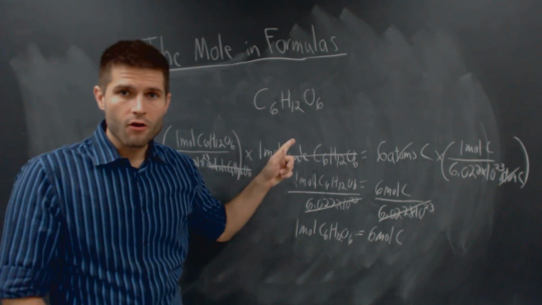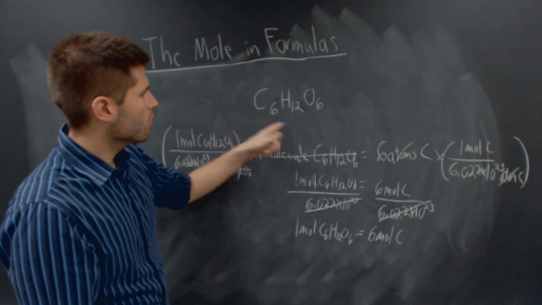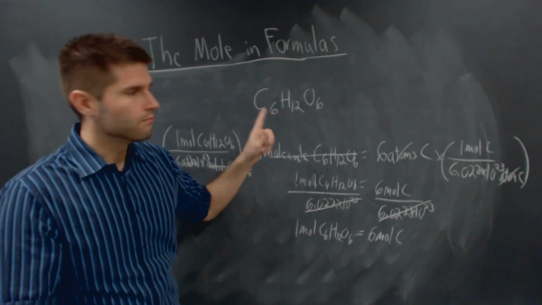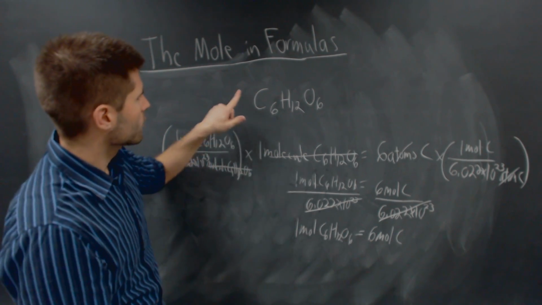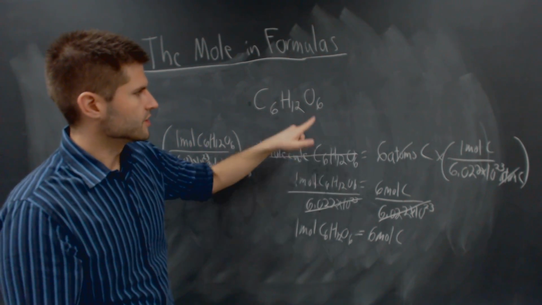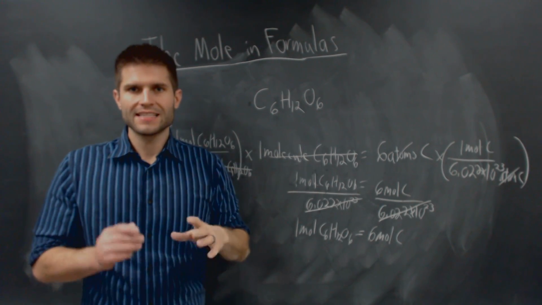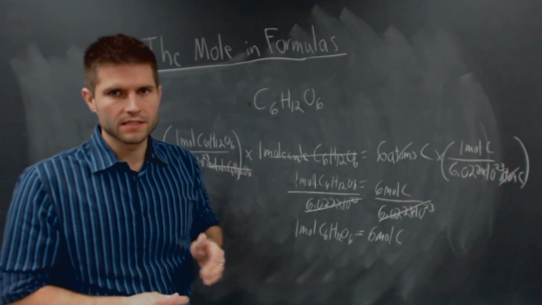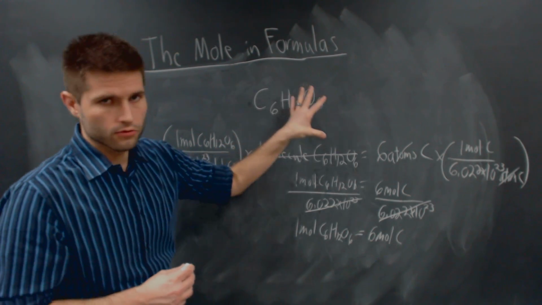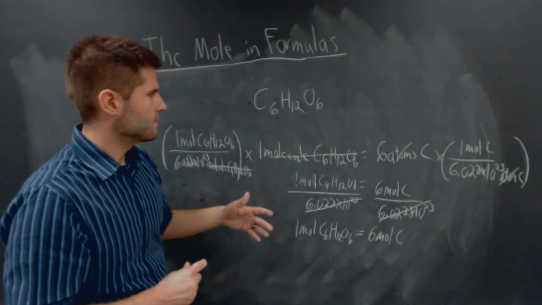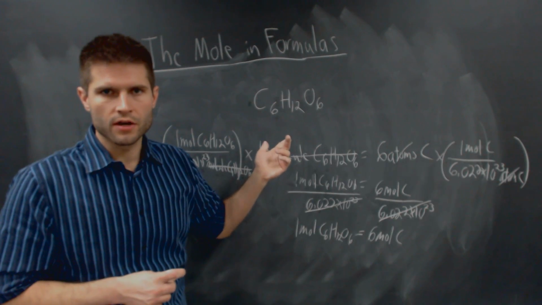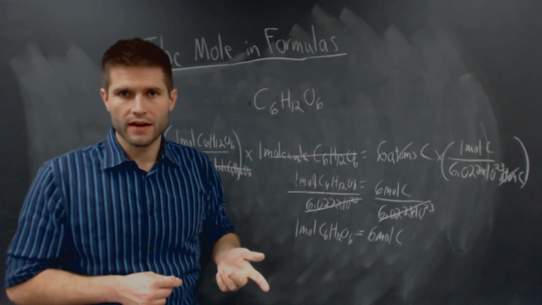Well, we can now, for any formula, know that for every 1 mole of the compound, there are however many subscripts of moles of each of those elements. So for every 1 mole of glucose, there are 6 moles of carbon, 12 moles of hydrogen, or 6 moles of oxygen. That is the power behind the formulas. With this information, we're going to be able to convert from moles of glucose to moles of each of those atoms. So if I had 3 moles of glucose, I can figure out how many moles of carbon there are present, how many moles of hydrogen.